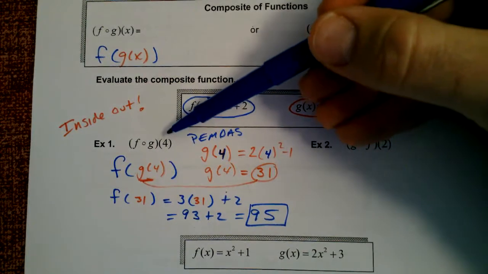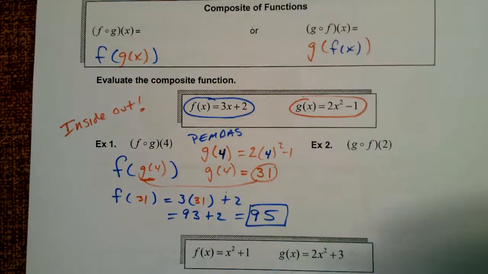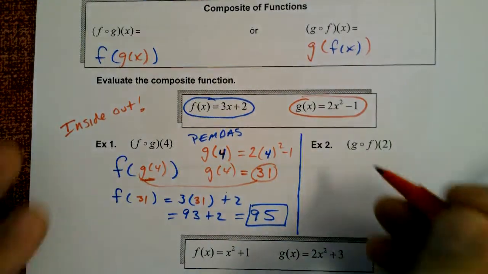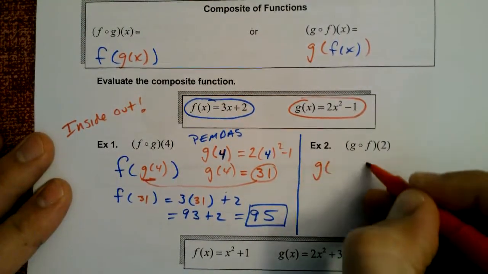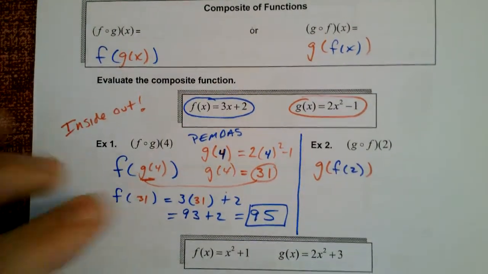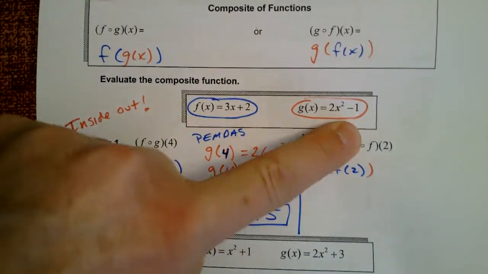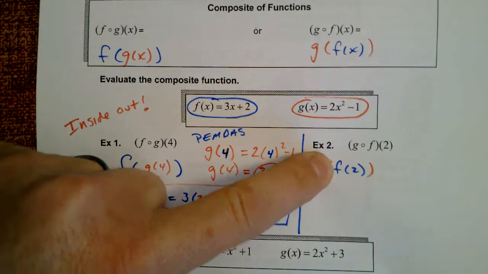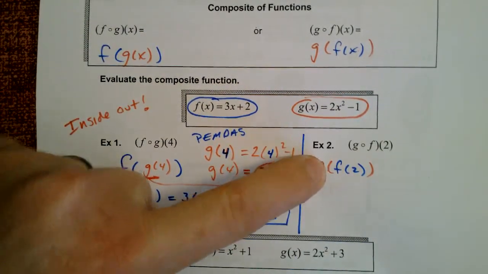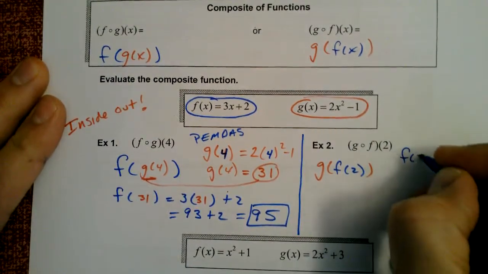So if this is a number, then my final answer is going to be a number. They might ask you to do g of f of 2. So I like to rewrite it like this. You don't have to. Whether you rewrite it or not, we're going to do the same thing. I cover up the first letter. First letter is a G. So I cover up the G. And I got to find f of 2.